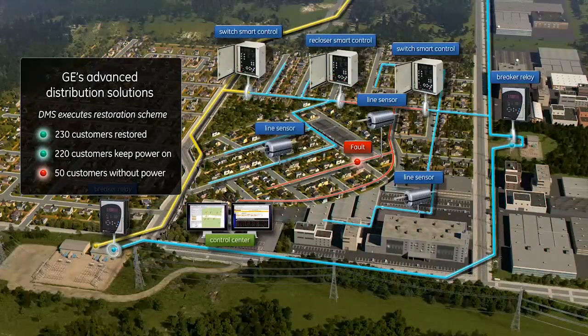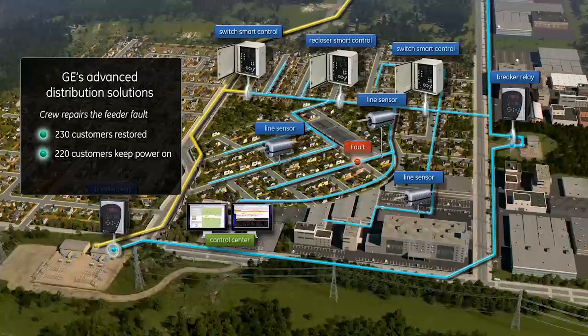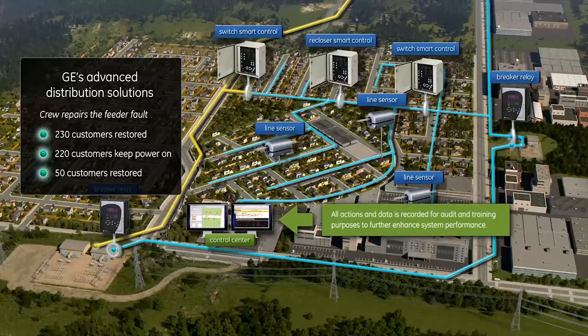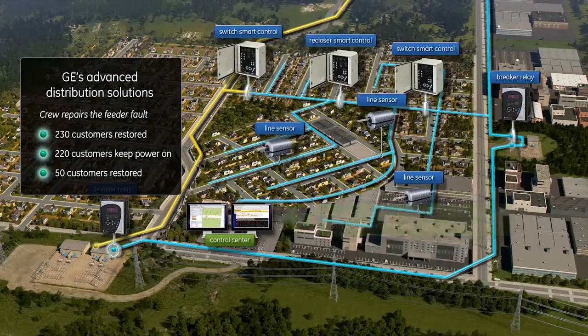The repair crew receives order and map information via a mobile data device. Once the crew has completed the repairs, they restore the circuit, bringing power back to the remaining customers. Throughout this process, all the actions and data are recorded for audit and training purposes to further enhance system performance.